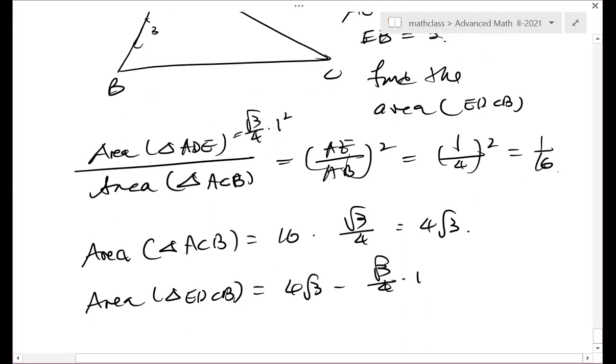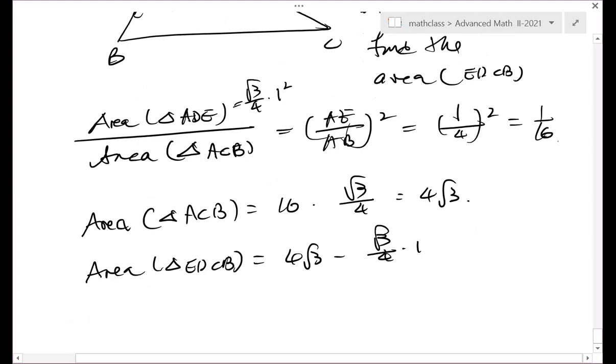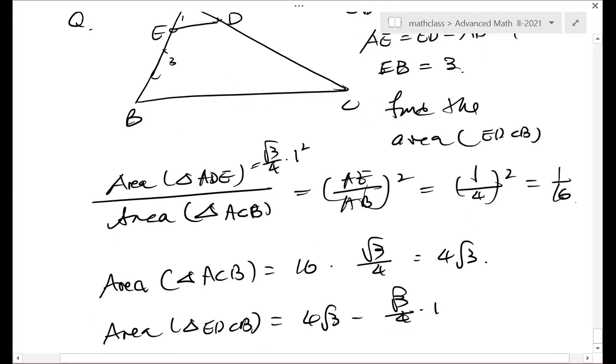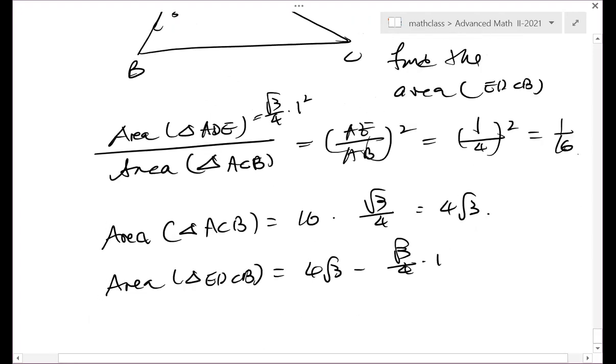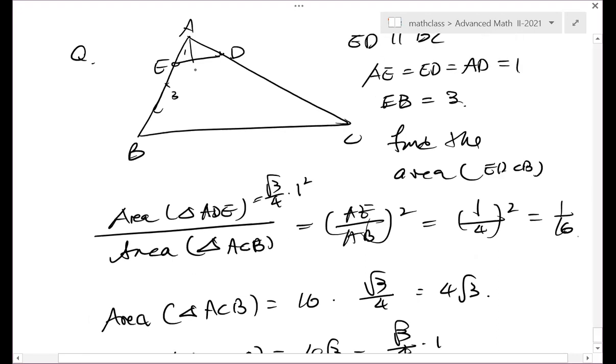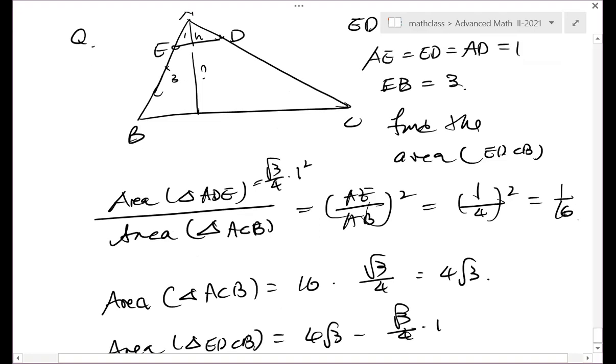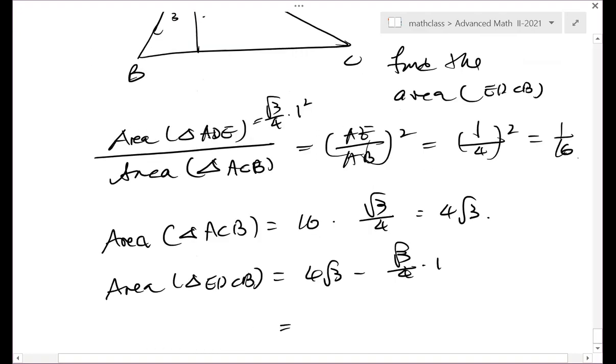You cannot find the height of the trapezoid, and you don't need to find BC, since nothing is given. But you can find BC later on. If this is height h, then you have to find this one too, and then you can also get the same answer. So 16 minus 1, that's 15 square root 3 over 4. So that is the area, but this is not a very unique way to do it.